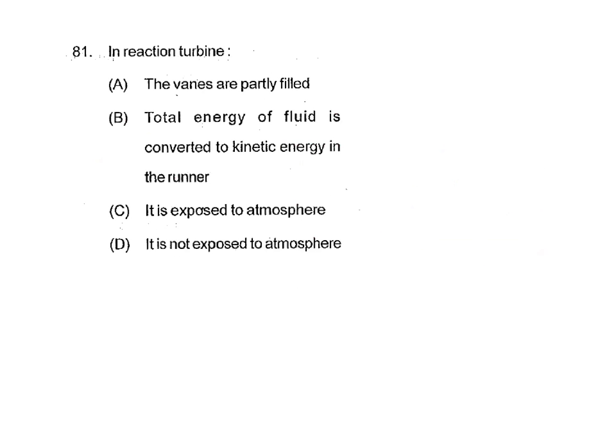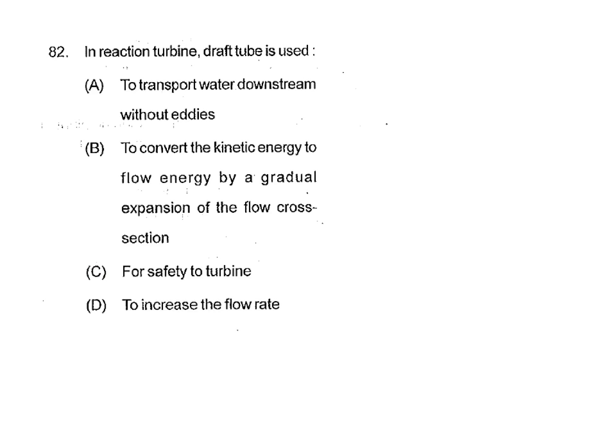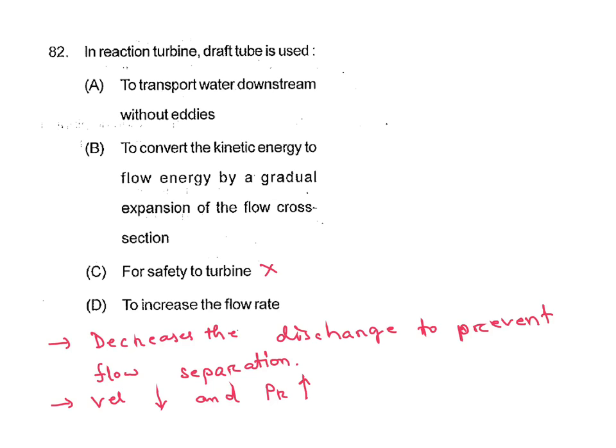In reaction turbine, A, the vanes are partially filled. B, total energy of fluid is converted to kinetic energy in runner. It is exposed to atmosphere. It is not exposed to atmosphere. In reaction turbine, draft tube is used to transport water downstream without eddies, to convert kinetic energy to flow energy by a gradual expansion of the flow cross section, C, for safety to turbine, to increase the flow rate. Draft tube main function is to prevent flow separation, and it decreases the velocity and increases the pressure. Velocity decreases means kinetic energy also decreases, and pressure increases by gradual expansion of flow cross section. So B is our answer.